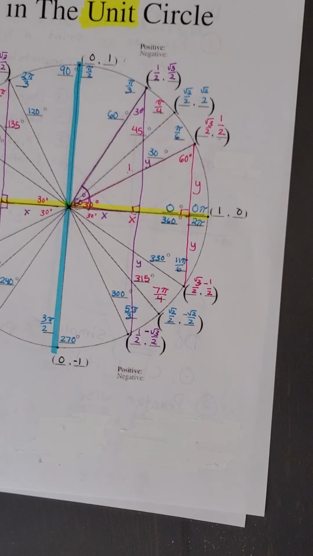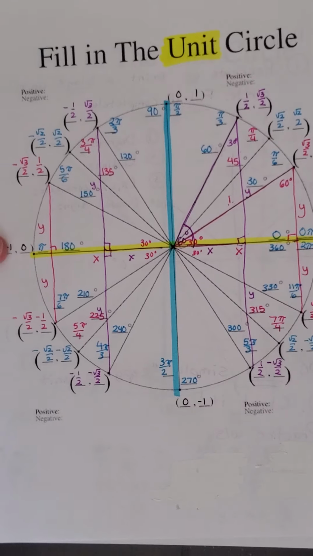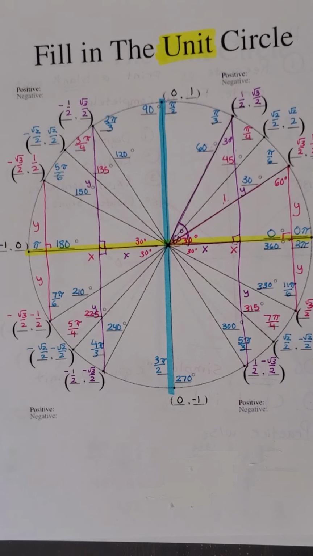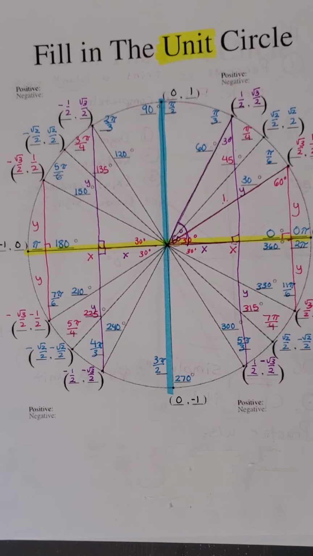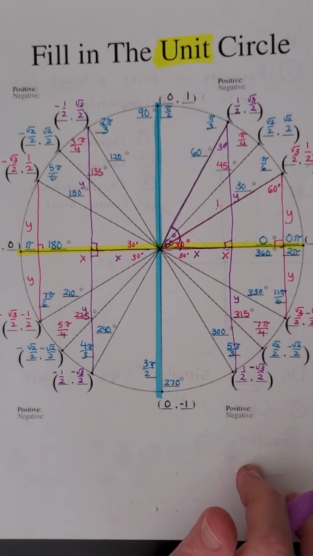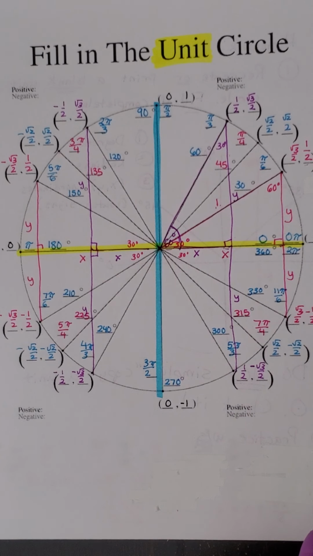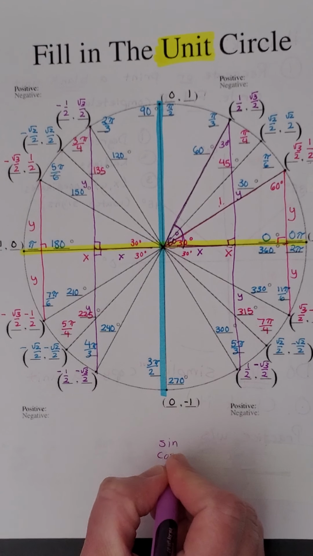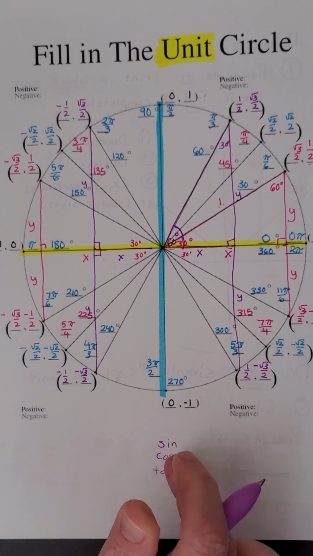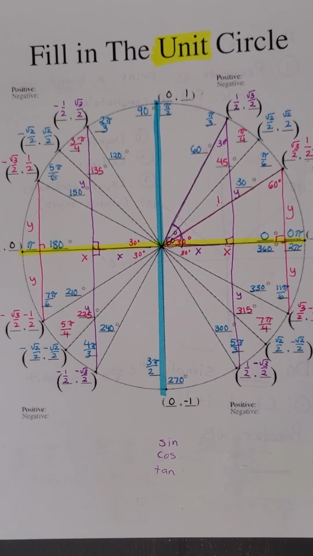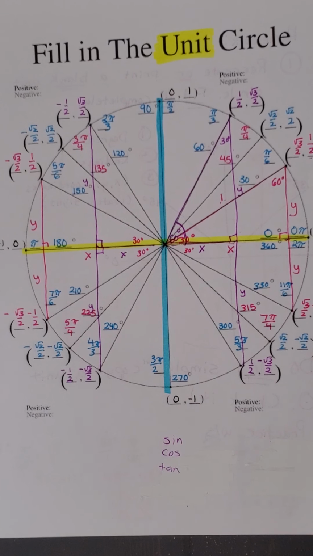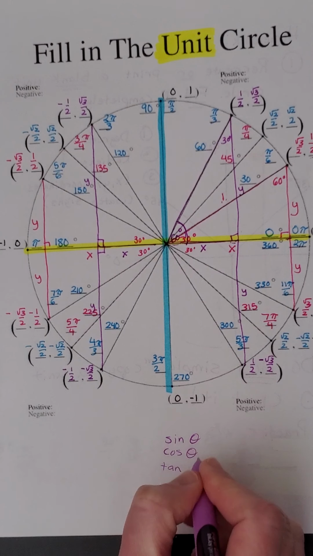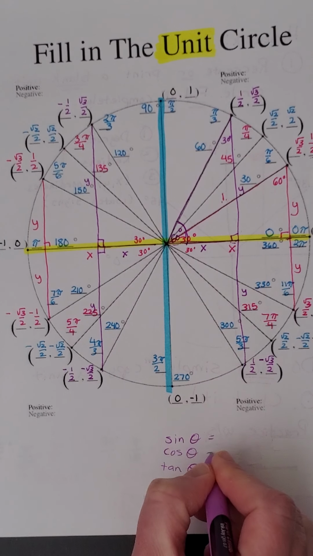All right, the very last thing that we have on this unit circle are these spots that say positive and negative. What they're talking about is which trig functions are positive and which ones are negative in which quadrant. We know right now 3 trig functions: sine, cosine, and tangent. Sine, cosine, tangent are always in reference to a certain angle in right triangles. So we've got sine theta, cosine theta, and tangent theta.